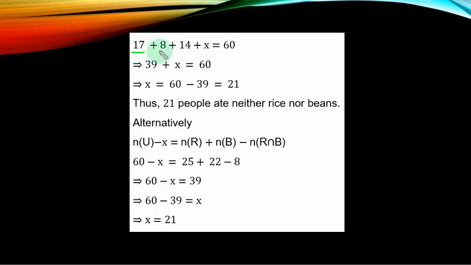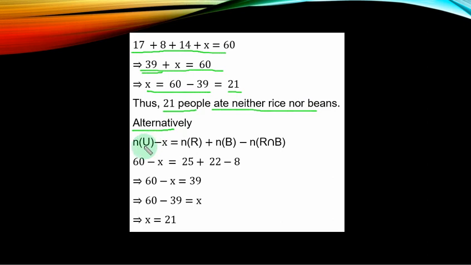So this is the addition. You have these results. To get S, you transfer 36 to the right hand side. You have it in this form, and you have 21. Thus, 21 people ate neither rice nor beans.